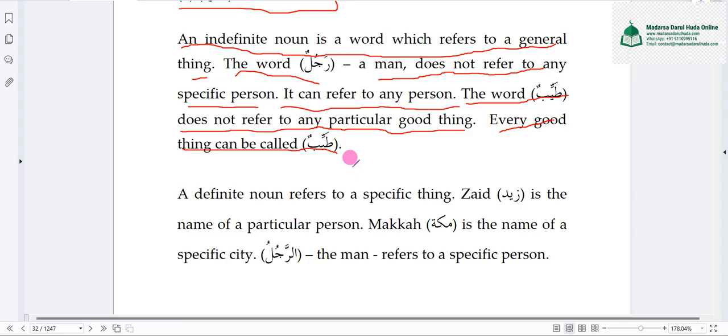For example, if I tell you bring me a book, I'm not giving you much information or specific information about the book I am trying to get. So even if you bring any kind of book, my intention will be fulfilled. So here the book is a nakira, an indefinite word which does not give you the exact or specific meaning. The word rajulun means a man. It can be any man. Tayyibun means good. It can be anything which can be good. So there is nothing specific in all this translation.